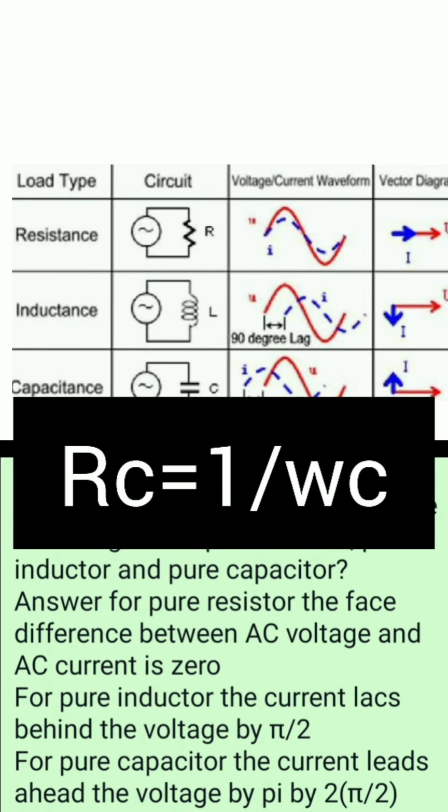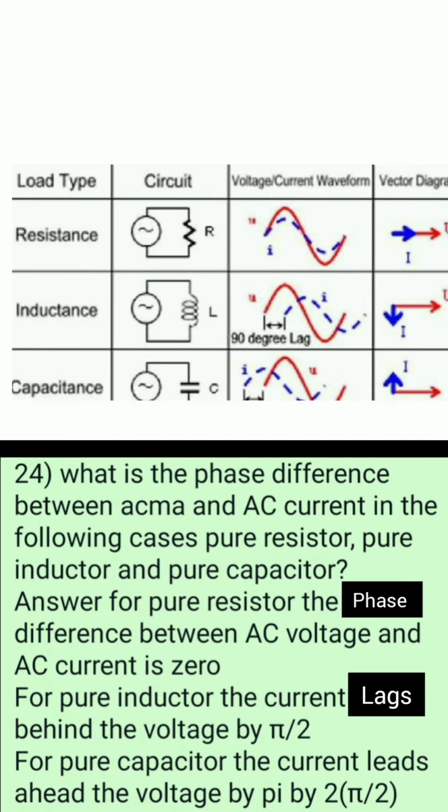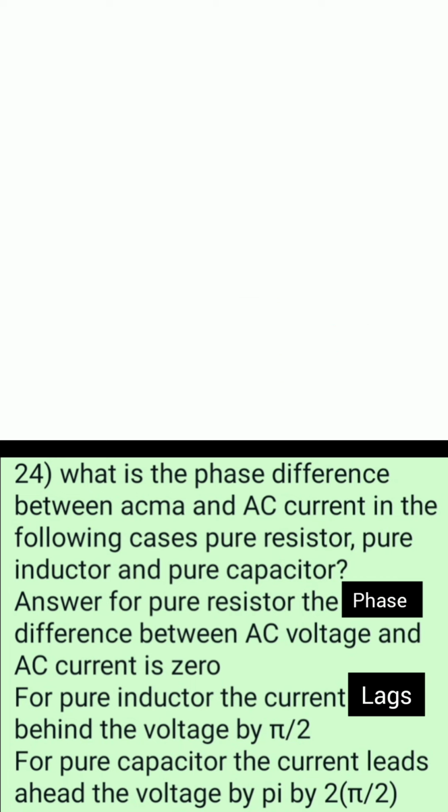25. What is the phase difference between AC voltage and AC current in the following cases: pure resistor, pure inductor and pure capacitor? Answer. For a pure resistor, the phase difference between AC voltage and AC current is 0. For a pure inductor, the current lags behind the voltage by pi by 2. For a pure capacitor, the current leads the voltage by pi by 2.